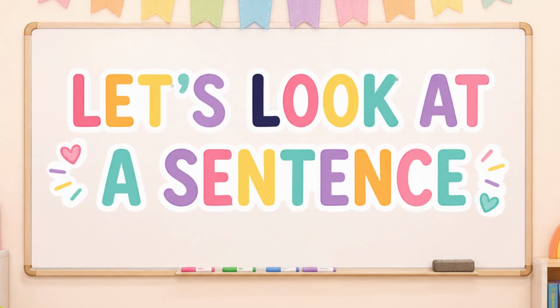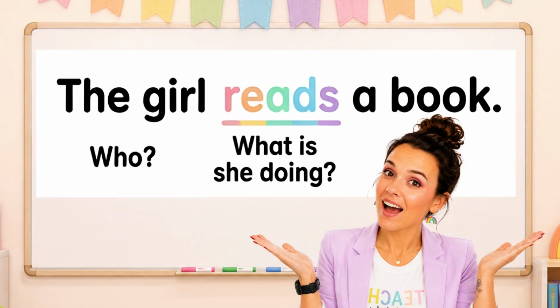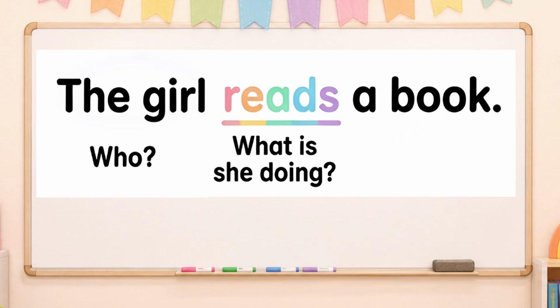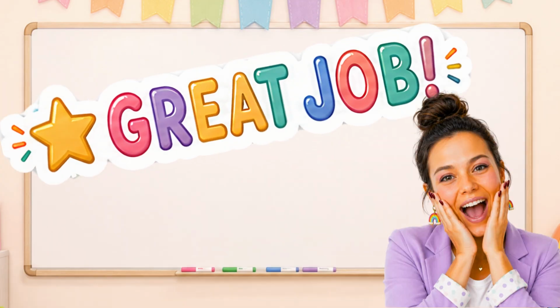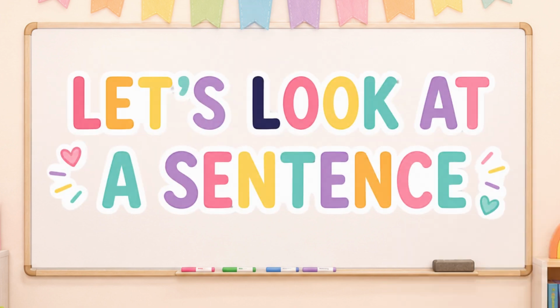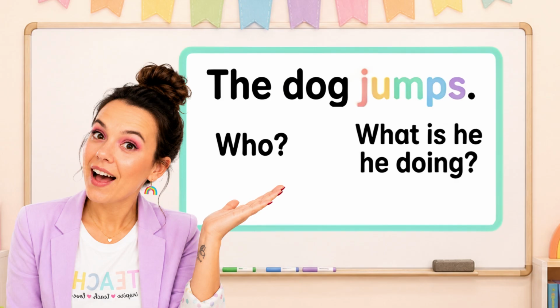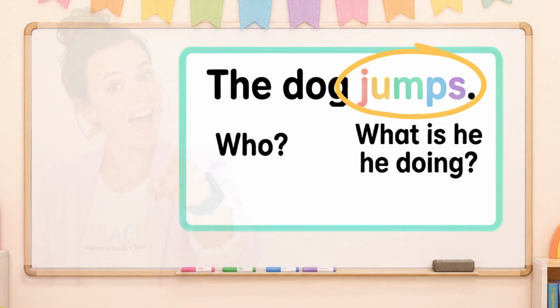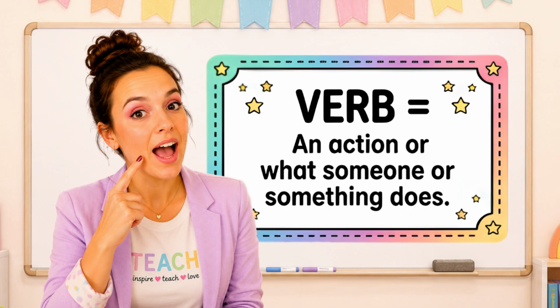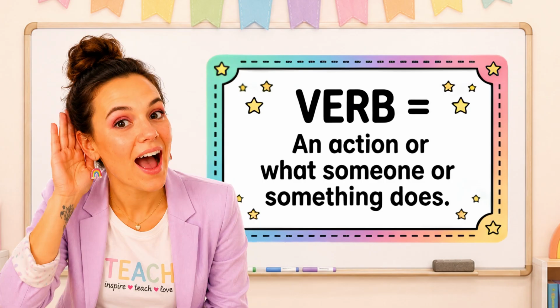Let's try another one. The girl reads a book. Who is the sentence about? The girl. What is she doing? Reading. So the verb is reads. Great job. Here's another one. The dog jumps. What is the verb? Jumps. Exactly. So let's remember. The verb tells us what someone or something does. Let's say it together. The verb tells us what something or someone does.